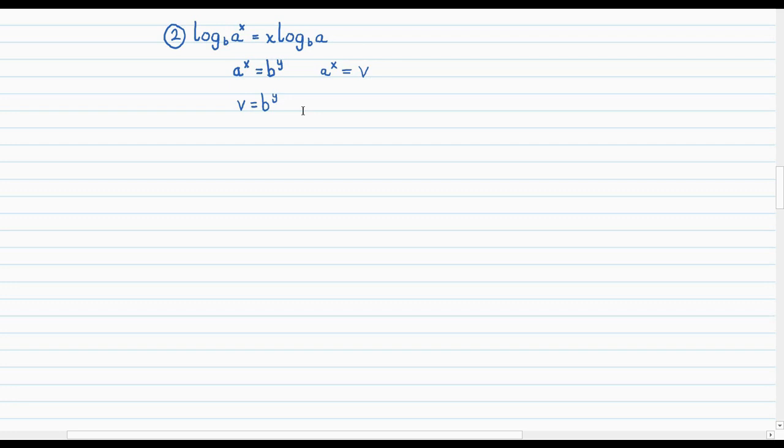Then it should now be easier to change it to logarithm form, which gives you y equals log v base b. Then you substitute the definition of v back into this and you get log a to the power of x base b. And that's how you end up with this in the first place. Then we just apply rule 2 to it, which allows us to bring the x down here, giving us y equals x times log a base b.